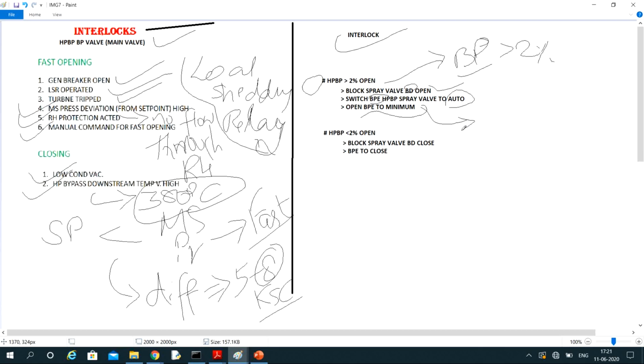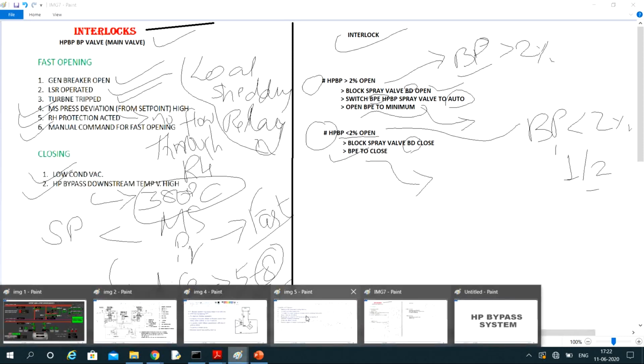And if the HP bypass BP is less than 2% open, it can be 1 or 2, then it will close the BD valve and it will also close the BP. So these two commands are simultaneously forwarded to close them all.